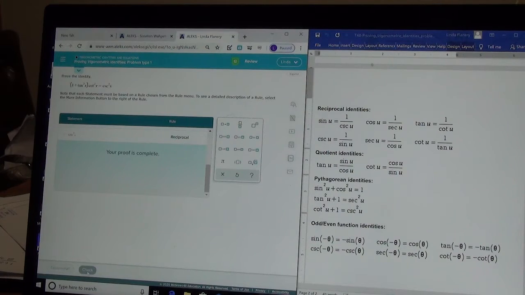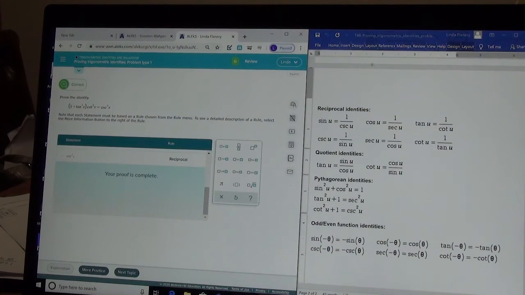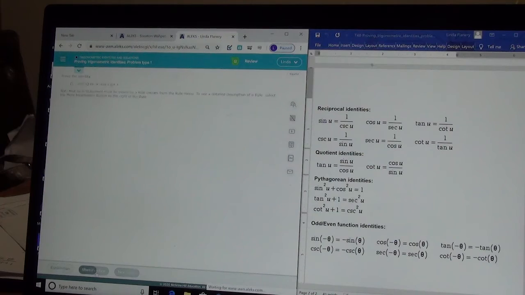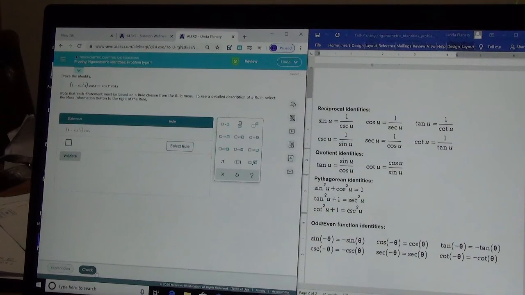I gotta hit check here. And I'll work through one more here. So we have 1 minus sine squared of x times cosecant of x. We want to turn it into cosine and cotangent.